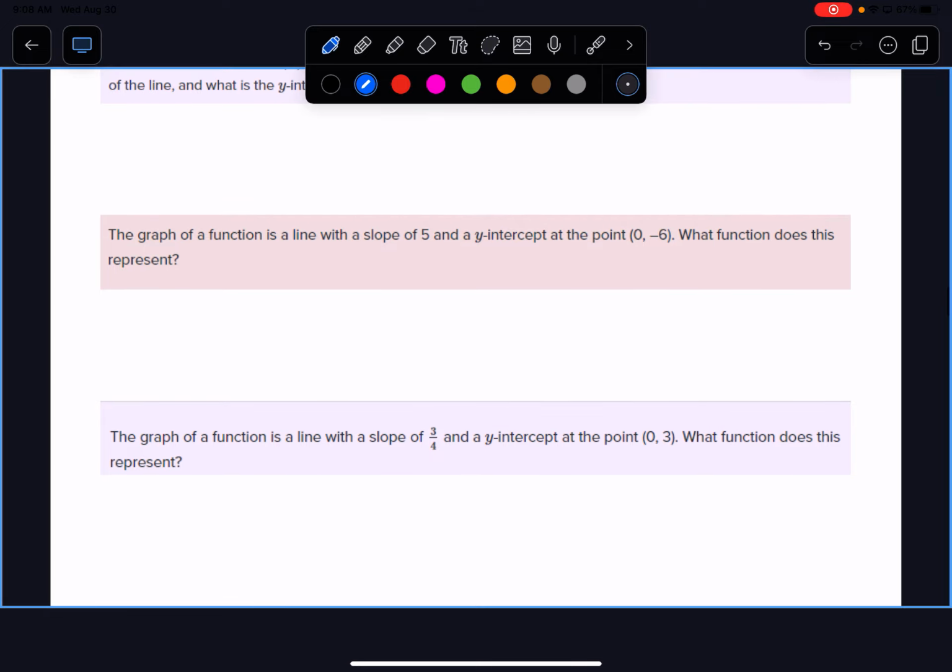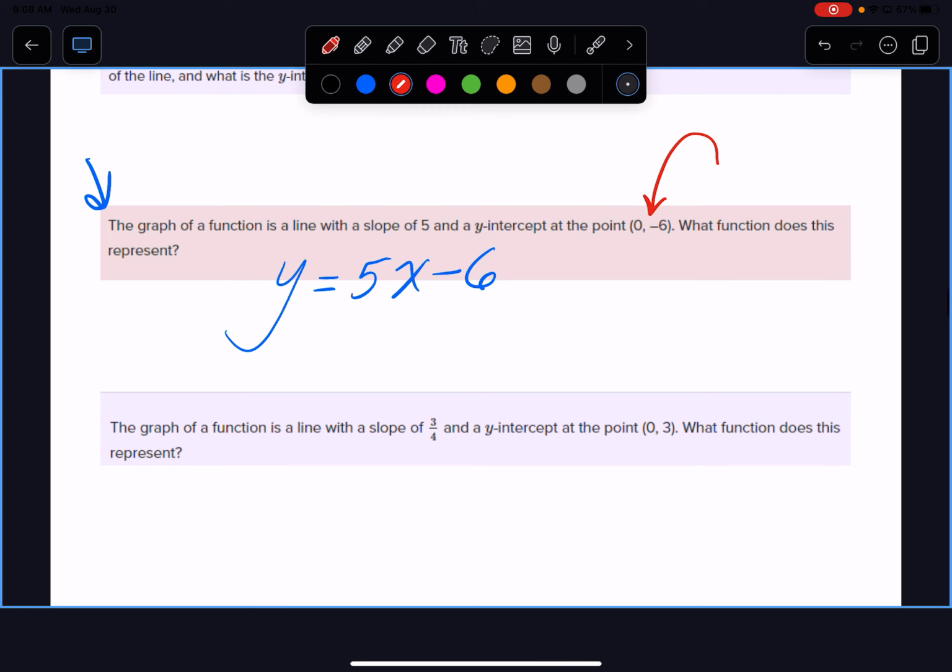All right, so look at this one right here. It says the graph of a function is a line with a slope of 5 and a y-intercept of the point 0, -6. What is the function? So once again, y equals 5x minus 6. Now, these have all been easy so far because they gave you the y-intercept. If they didn't give you an x value of 0, you don't have the y-intercept. You'd have to use algebra and math to go figure it out. We'll see examples like that later. It's not super hard, though. It just takes one extra step.